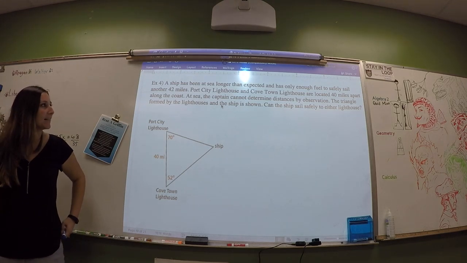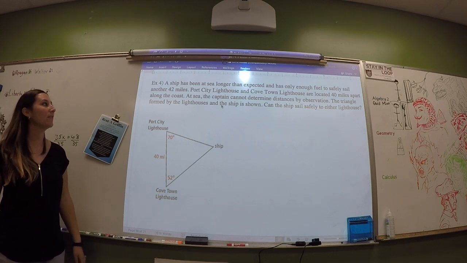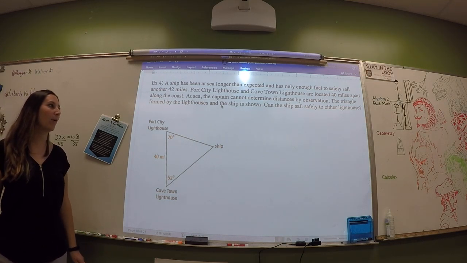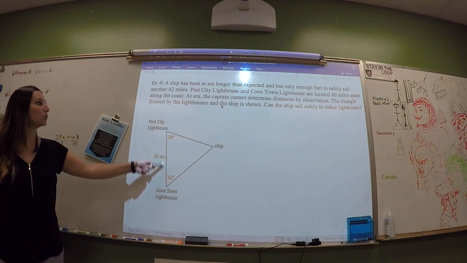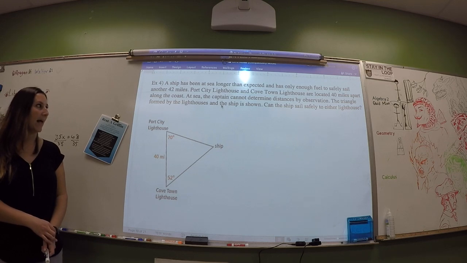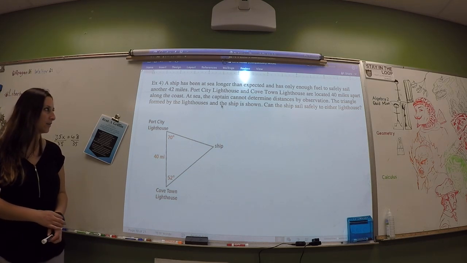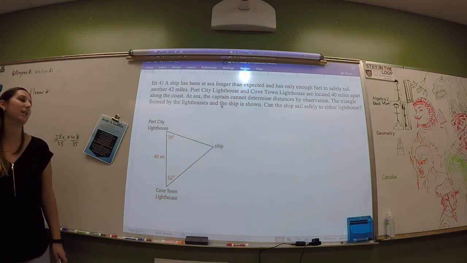A ship has been at sea longer than expected and has only enough fuel to safely sail another 42 miles. Port City Lighthouse and Covetown Lighthouse are located 40 miles apart along the coast. At sea, the captain cannot determine the distances by observation. The triangle formed by the lighthouses and the ship is shown. Can the ship sail safely to either lighthouse?